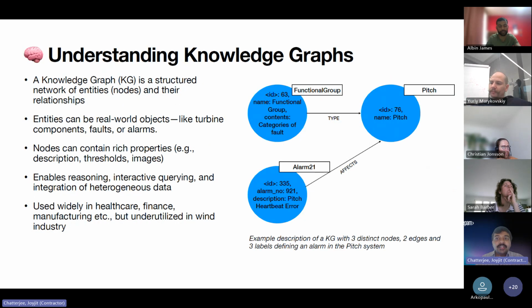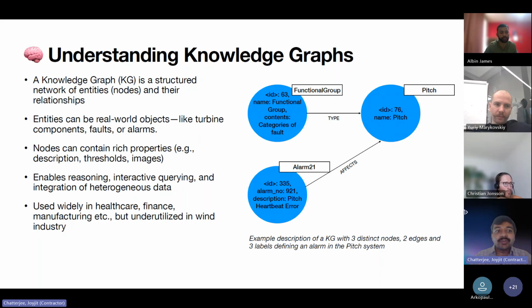So, understanding knowledge graphs, in the wind industry specifically, you would have something very similar to what you saw in the previous presentation. You can have different nodes, and different connections between these nodes, which will tell you different things. For example, this is a graph with 3 distinct nodes, 2 edges, and 3 labels, which is defining an alarm in the pitch system.